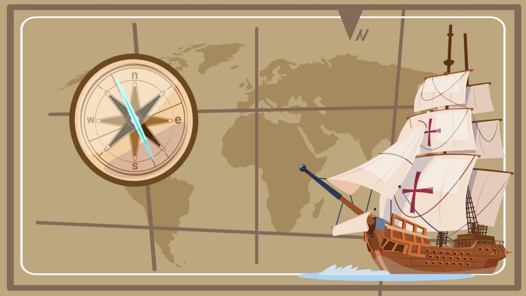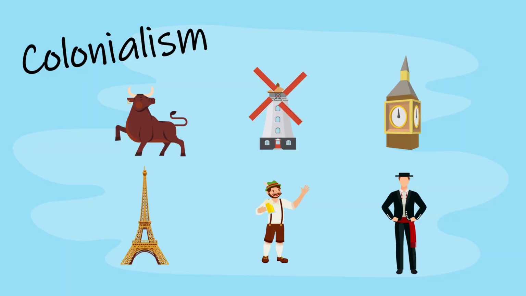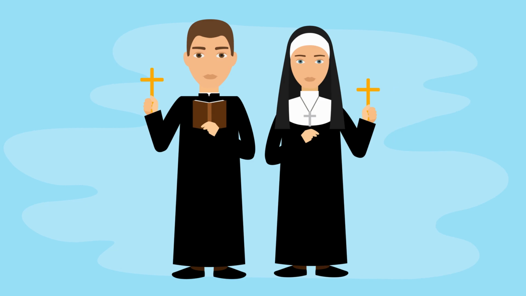Concept number one, colonialism. What is colonialism? Colonialism occurs when one nation subjugates another nation, often forcing their culture and their language upon the local population. During the Age of Discovery, a lot of European nations wanted to expand their influence by setting up colonies. These countries included Spain, Portugal, Germany, the Netherlands, Britain, and France. The motivation for colonialism could often boil down to these three things: God, gold, and glory.